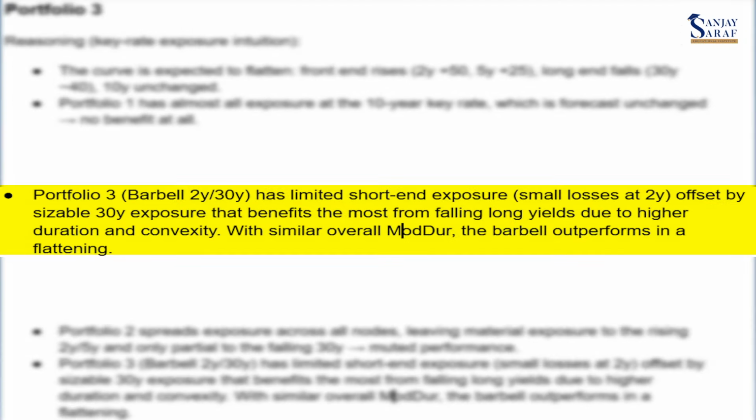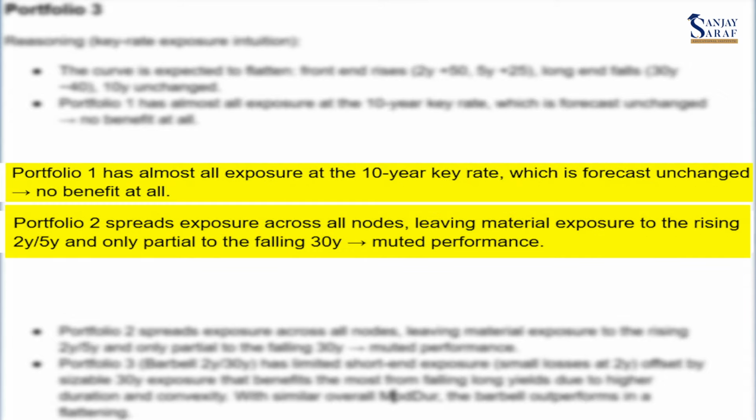The question is determine and justify. So determination is portfolio 3. That's it. You don't have to write a single line. Now justification, you have to justify why portfolio 3 is correct by also eliminating portfolio 1 and portfolio 2.